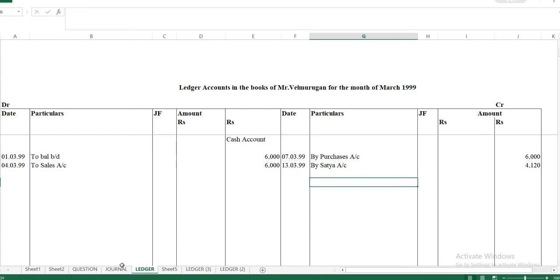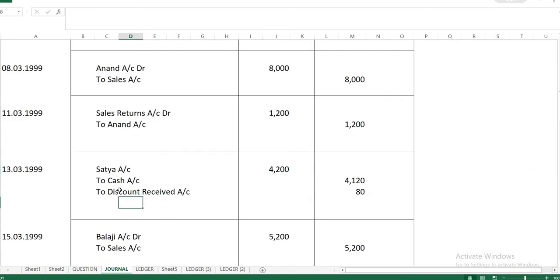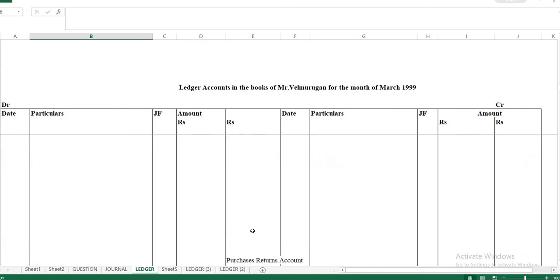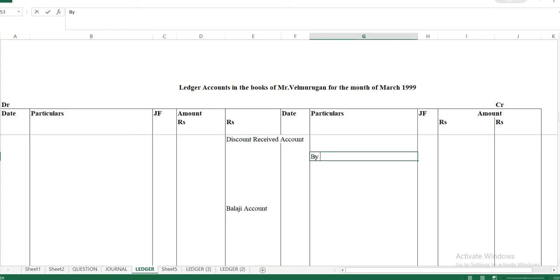Okay, and next, what is the next thing? Discount received, we haven't entered yet. So in discount received, what you have to do is again by Satya amount, which amount? 80 only. You should not show the other amount, only 80 rupees discount received from him. So in discount received, you just see the discount received account I have prepared here. In discount received, by Satya, I have to mention by Satya account, only 80 rupees I received from him. That 80 rupees only has to be given, and the date, if you see, is that same 13th March only.